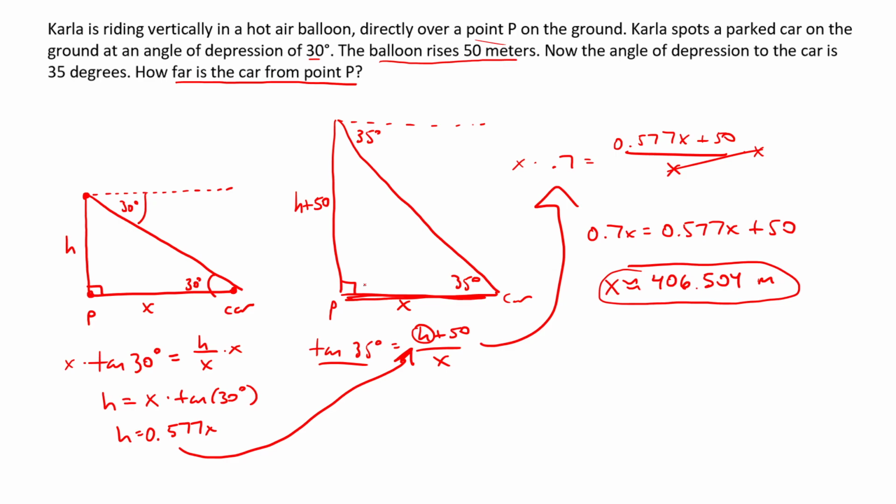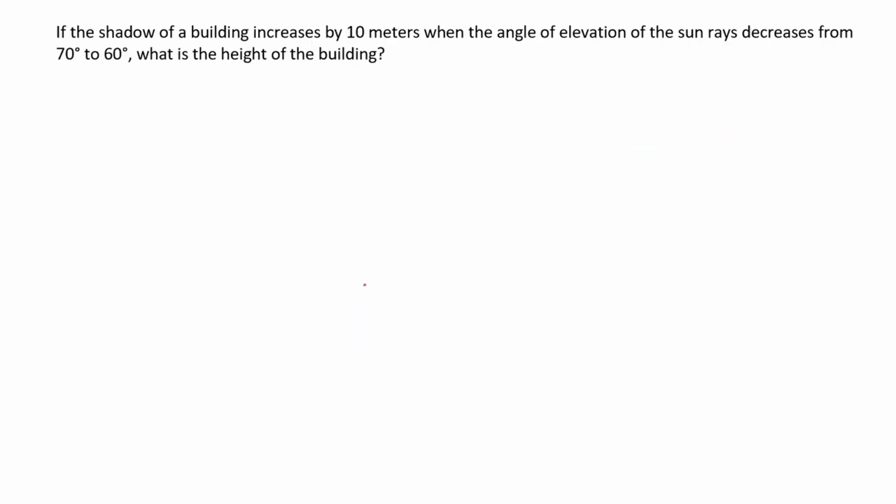A couple more questions. The shadow of a building increases by 10 meters when the angle of elevation decreases from 70 to 60. Okay, so when you look at a building, like the sun's rays, the angle of elevation looking at the sun is also going to be the angle that the end of the shadow will make if you look to the top of the building. So that's kind of the realization you need to have for this one.